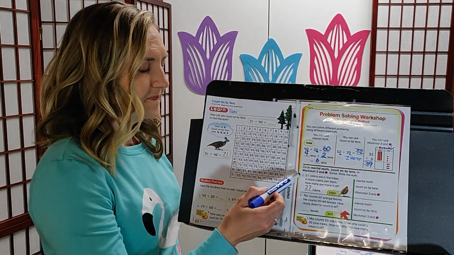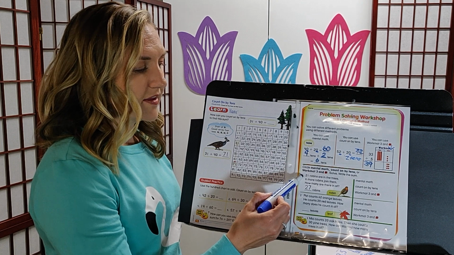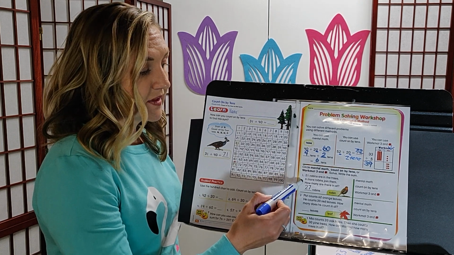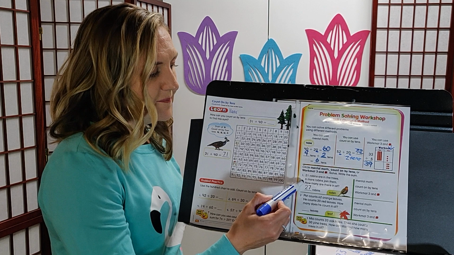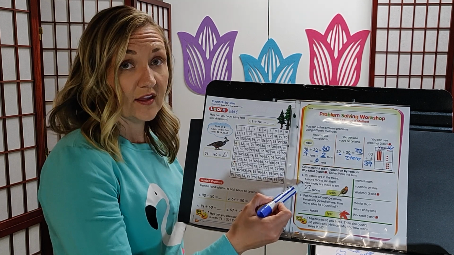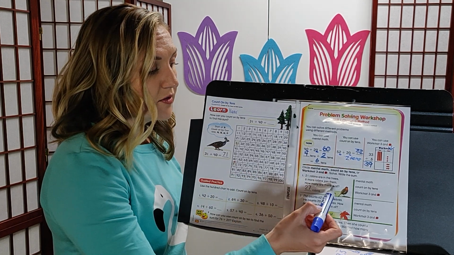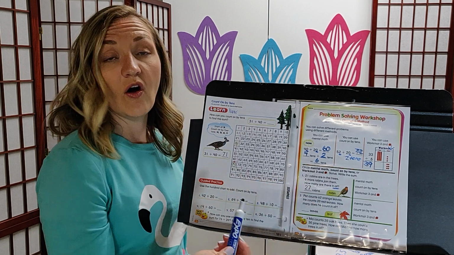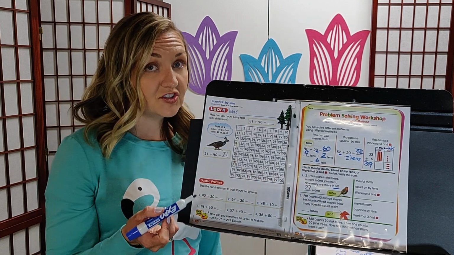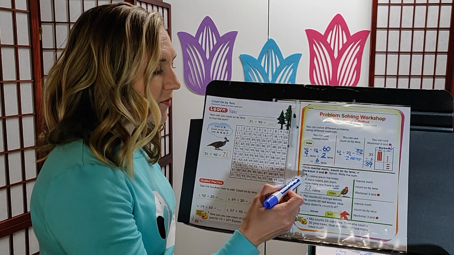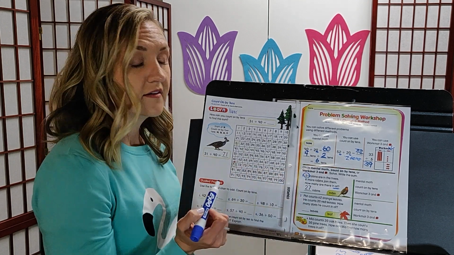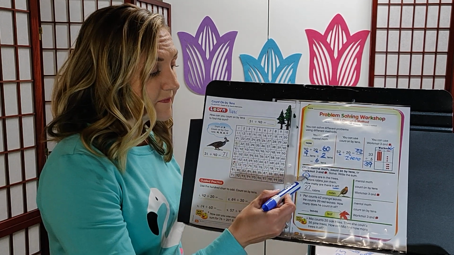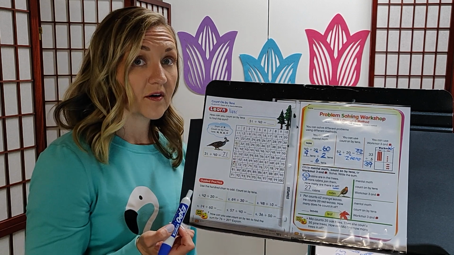Number 1, 21 robins are in the trees. 6 more robins join them. How many are there in all? We know that the word phrase "in all" tells us this is an addition problem. So let's take a look. We have 21 plus 6 more.